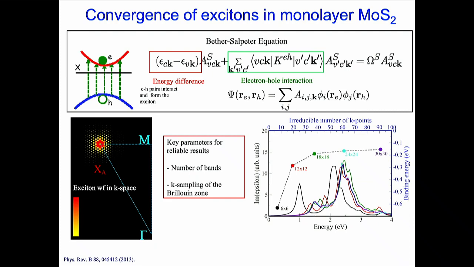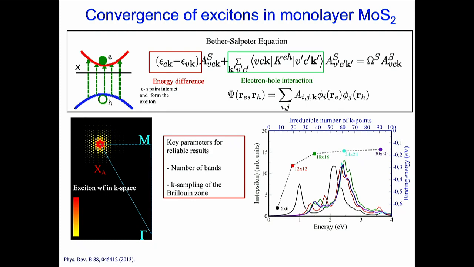So this is without spin-orbit coupling, and with the 12 by 12 sampling, you see that you get a splitting of the peaks, even though there is just one valence band and one conduction band. So in principle, it should be one peak. So only to go to appropriate K-point sets, you really converge.